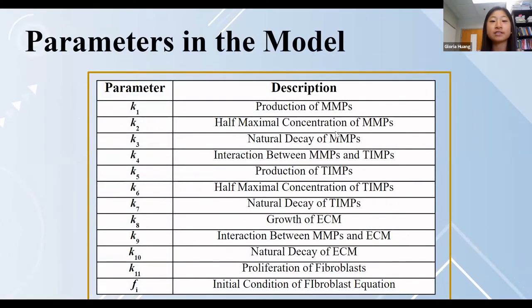And in these four equations are 12 parameters that represent different entities in the healing process, such as cell and protein growth rates, decay rates, and interactions. These parameters are the main focus of this research.